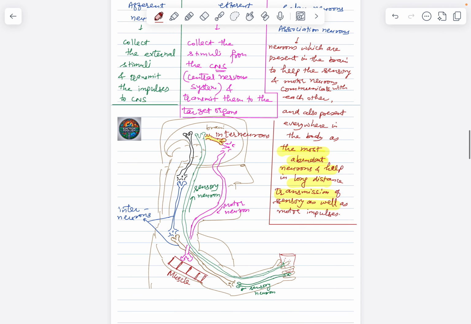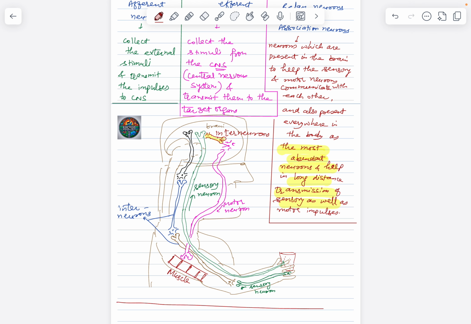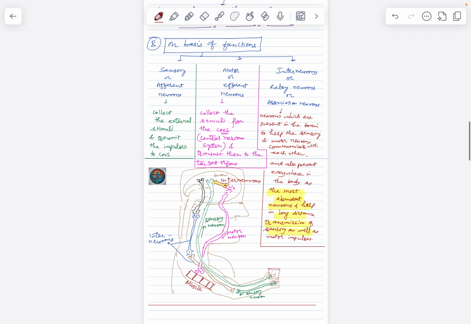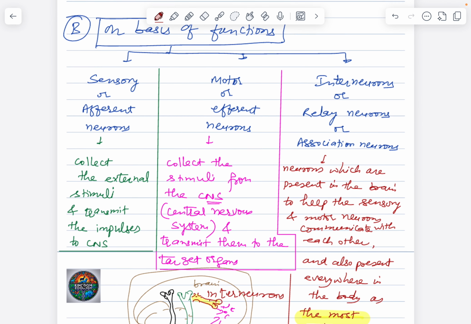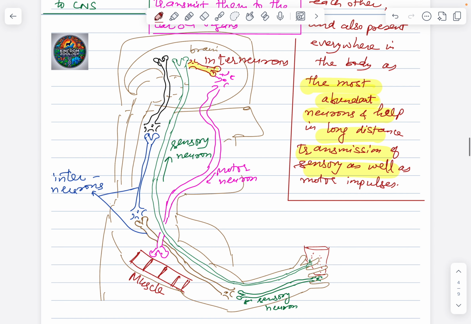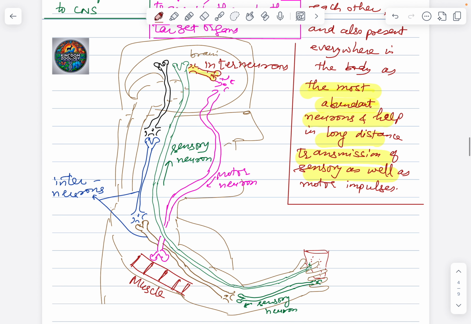So that's it, guys. This was all about types of neurons. What we learned over here were two categories of neurons. One on the basis of their structures: unipolar, pseudo-unipolar, bipolar, multipolar. Another on the basis of functions: sensory, motor, and interneurons. This picture helps us understand what exactly are sensory, motor, and interneurons.